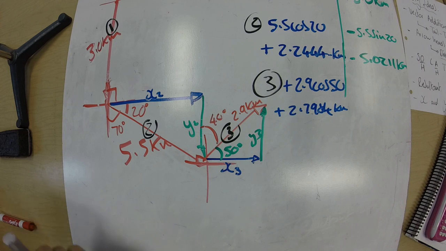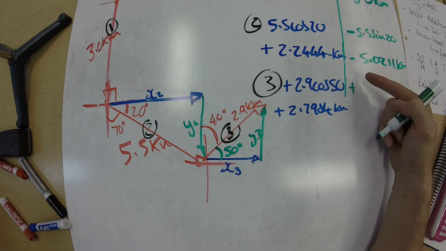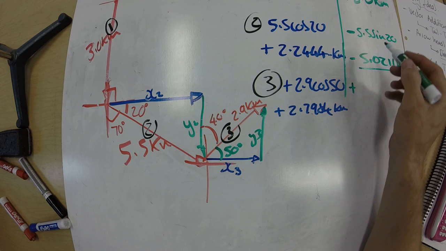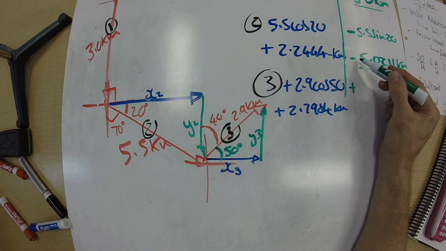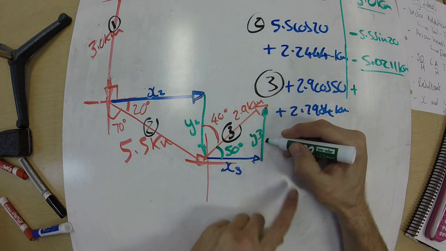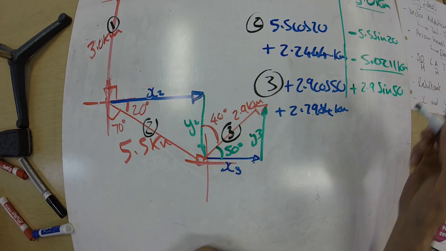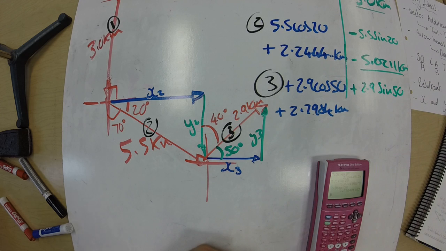Okay, let's do the Y. The Y is also a positive, which is the first one that we have, right? So we've got this one and this one, and these are both negatives, but this one's going to be a positive because it's going up, and it's opposite, so it's going to be 2.9 sine 50. Okay, let's get the number. 2.9 sine 50.